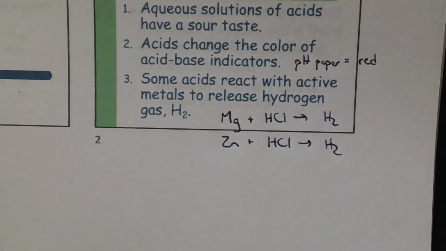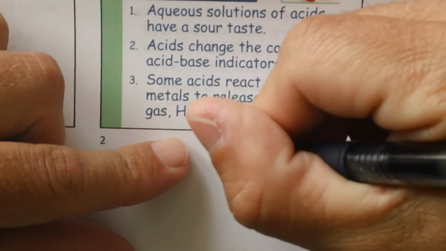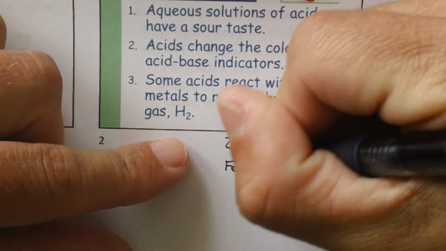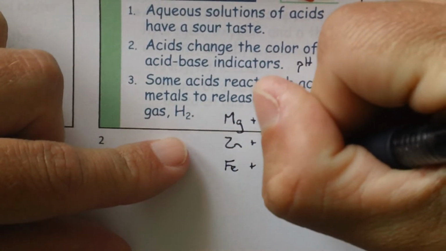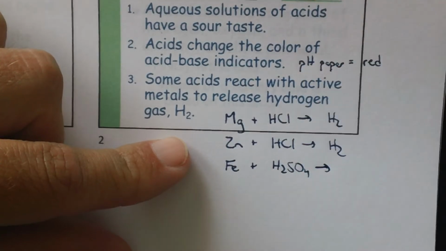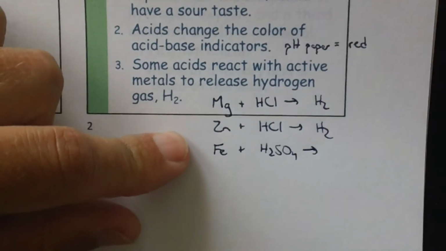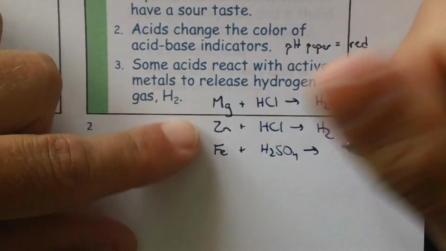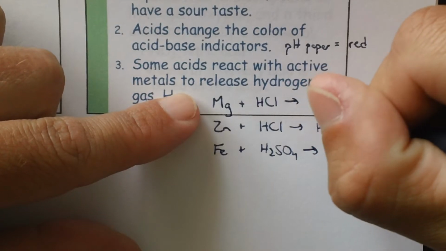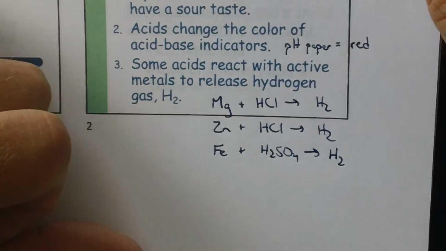Earlier in the year where we took the little pieces of steel wool and rolled them up, we dropped that steel wool into some sulfuric acid, and it ate all the steel wool. The steel wool went into solution as iron sulfate. We didn't know it at the time, and it bubbled, it released hydrogen gas.